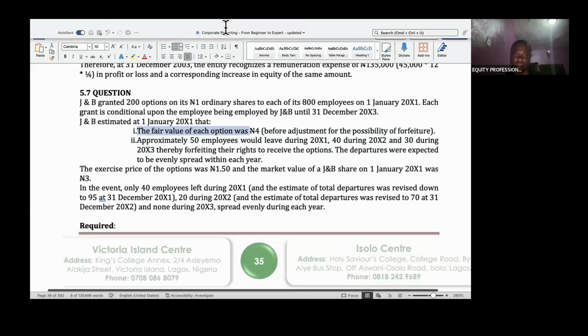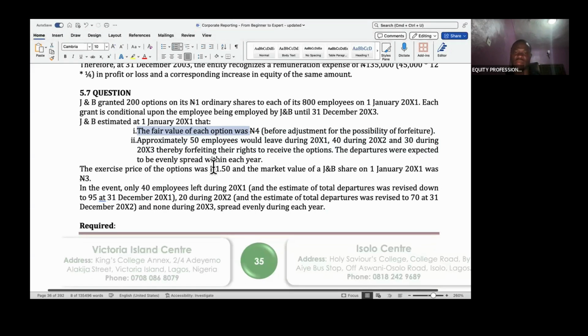So having mentioned that, they gave us the exercise price and they gave us the market value of the shares. Some students will be confused between this ₦3 and this ₦4. What's the difference between the market value of shares and the fair value of option? Which one are we supposed to use? Because both were given at the grant date. Of course, we are using this ₦4, because what we are giving to our employees are share options, not shares. So this one gives us the fair value of the option, ₦4.